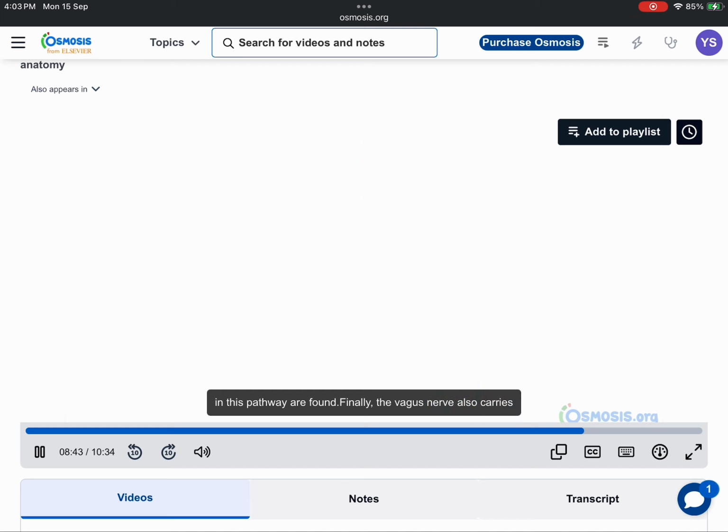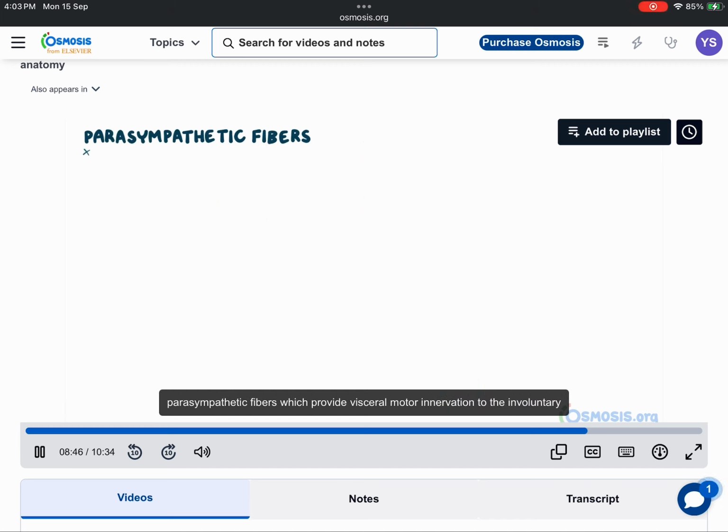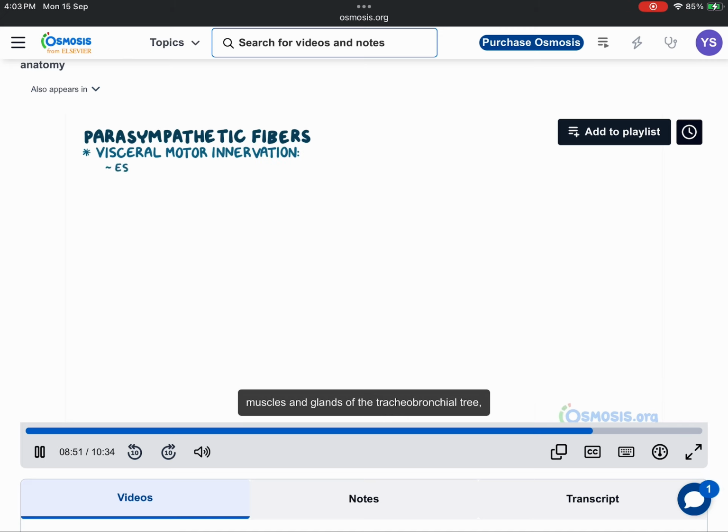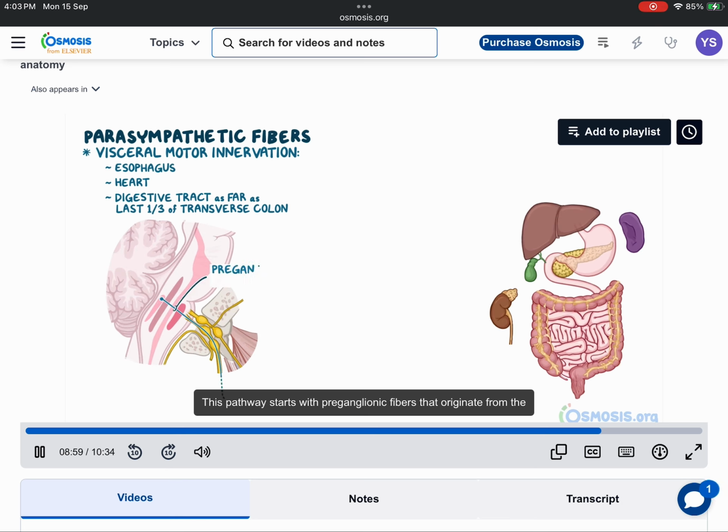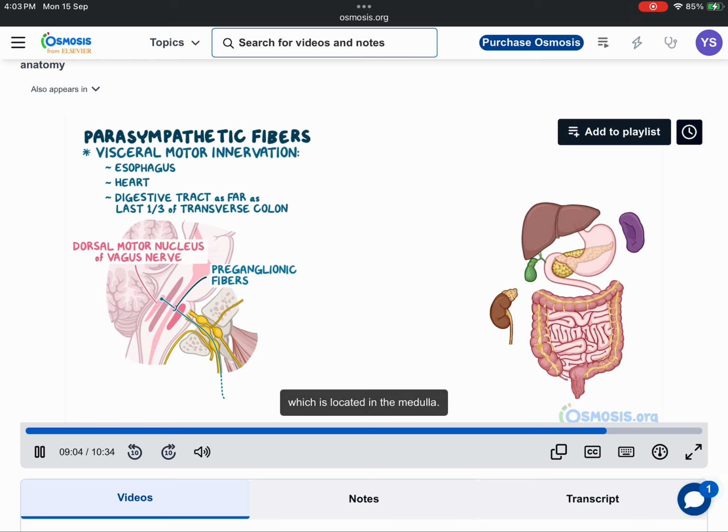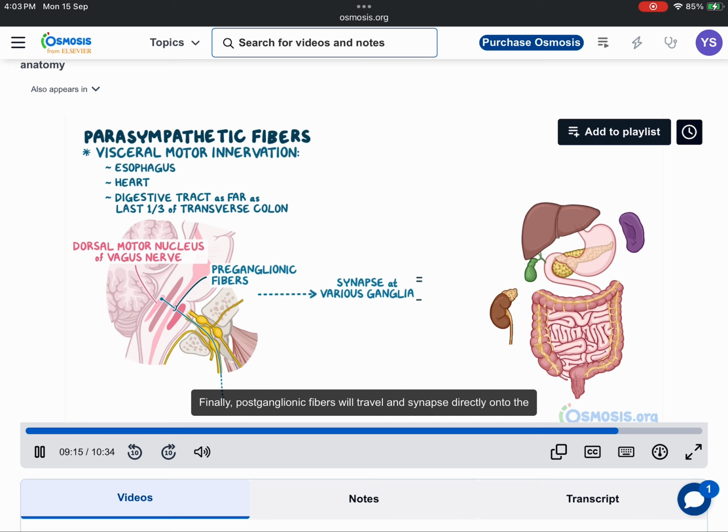Finally, the vagus nerve also carries parasympathetic fibers, which provide visceral motor innervation to the involuntary muscles and glands of the tracheobronchial tree, the esophagus, the heart, and the digestive tract as far as the last third of the transverse colon. This pathway starts with preganglionic fibers that originate from the dorsal motor nucleus of the vagus nerve, which is located in the medulla. Then the fibers travel through the vagus nerve and synapse at various ganglia located close to or in the walls of different thoracic and abdominal target organs. Finally, postganglionic fibers will travel and synapse directly onto the target organs.